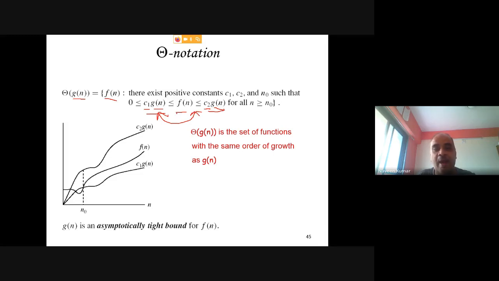Upper side and lower side with the same function but with different constants, and it is a tight bound, so equal to, right? Greater than or equal to and less than or equal to. So because of this equal to, it is a tight bound from both of the sides. So overall, since it is tightly bounded from both sides, you can say theta is the asymptotic tight bound. So you don't need to say tight upper and tight lower. You are saying tight bound means from both of the sides, obviously.